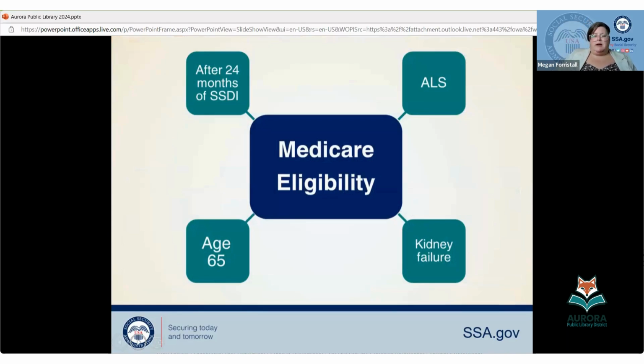As far as the times you could get on Medicare, age 65 is the one we're going to focus on today. But you can also get on Medicare after 24 months of Social Security disability. So not SSI only, but Social Security disability. Now, individuals who are found disabled with ALS no longer have that 24-month waiting period. They're going to have their Medicare start right away, as do people who qualify under a specific type of Medicare called end-stage renal disease. People with kidney failure who are on dialysis or transplant can receive a specific type of Medicare for that situation as well.